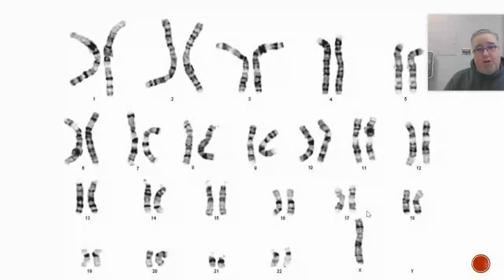Here's another karyotype. Take a look at this one. This is kind of an interesting one. Ask yourself, is this a normal karyotype, or is it not a normal karyotype? And again, if you look through it, row by row, everything seems to be normal until you get to the sex chromosomes. Everybody should have two sex chromosomes, just like everybody should have two number 21s and two number 9s and two number 12s. But this individual has one.